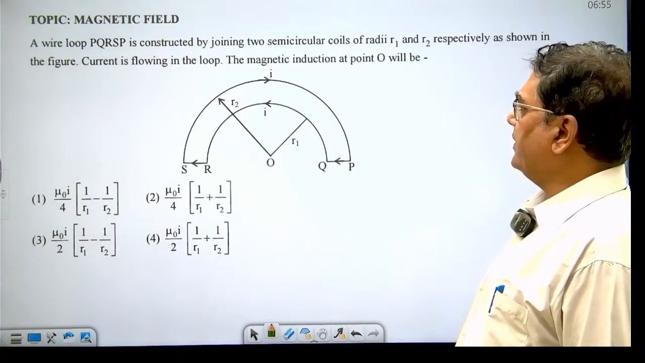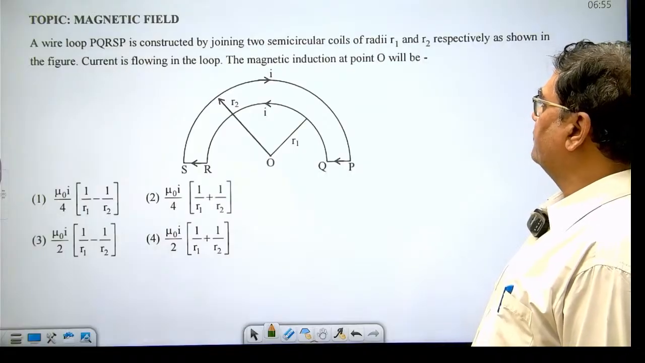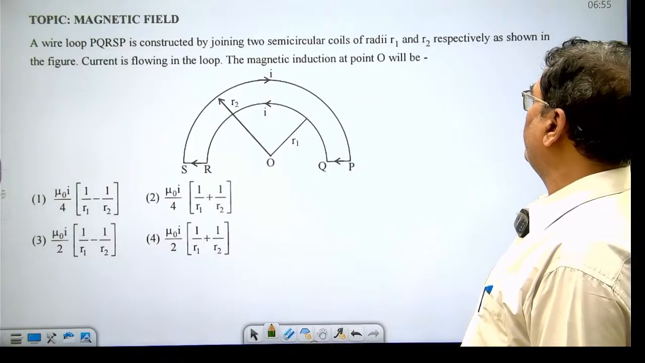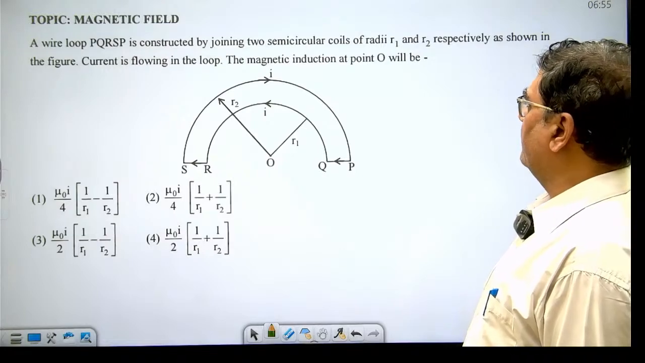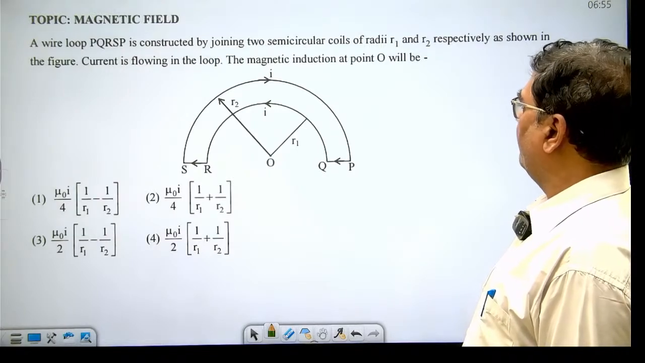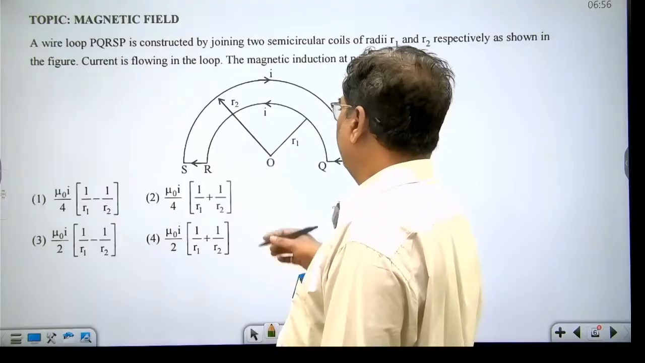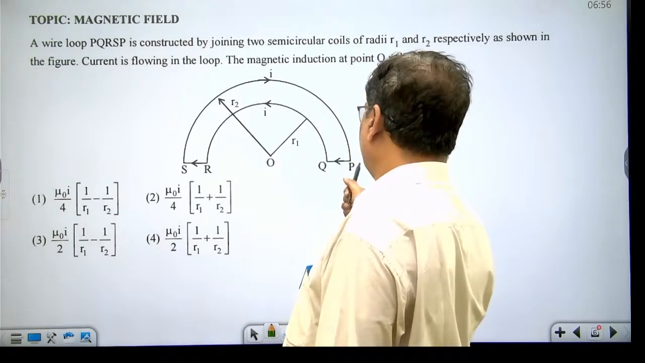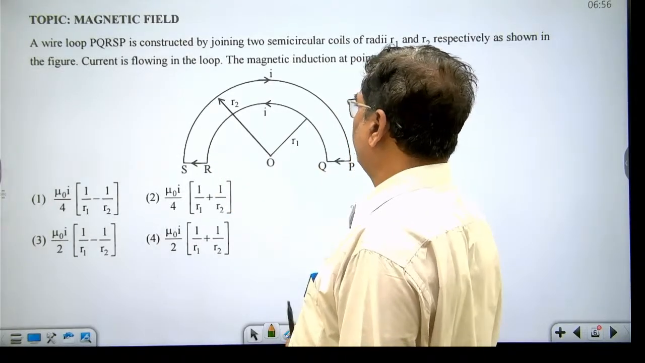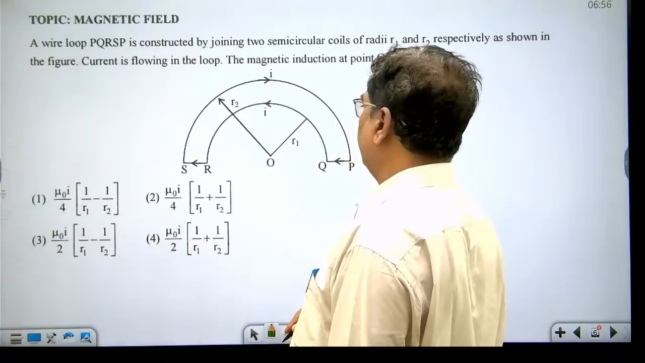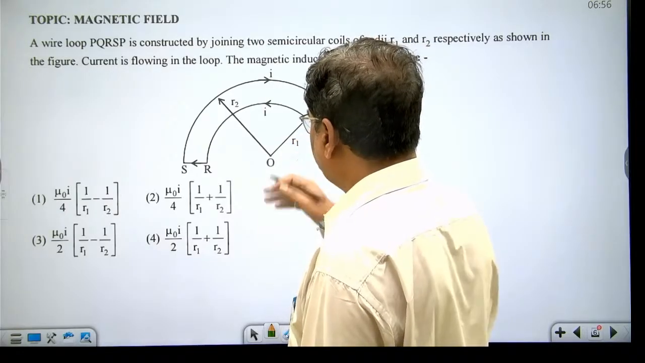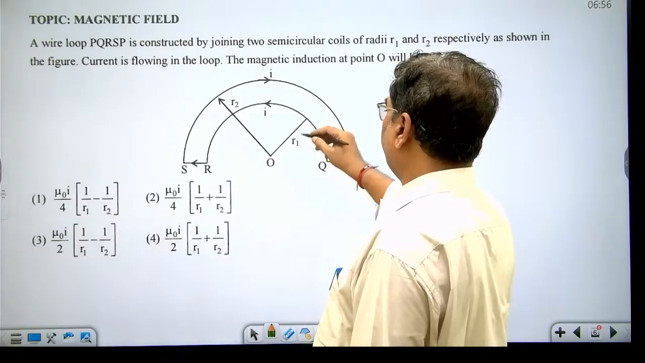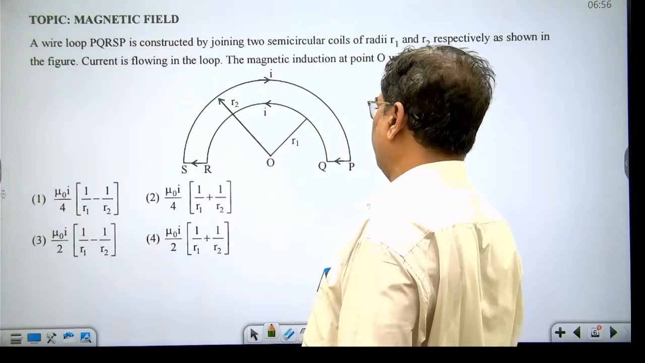A wire loop PQRSP is constructed by joining two semicircular coils of radii R1 and R2 respectively as shown in the figure. Current is flowing in the loop. The magnetic induction at point O will be. Dear student, due to SR and QP, the magnetic field will be 0, and due to the circular arc, the magnetic field is written as mu 0 upon 4 pi I phi upon R. Phi is the angle subtended at the center, that is pi. And B is proportional to 1 upon R. So the magnetic field due to R1 will be more.